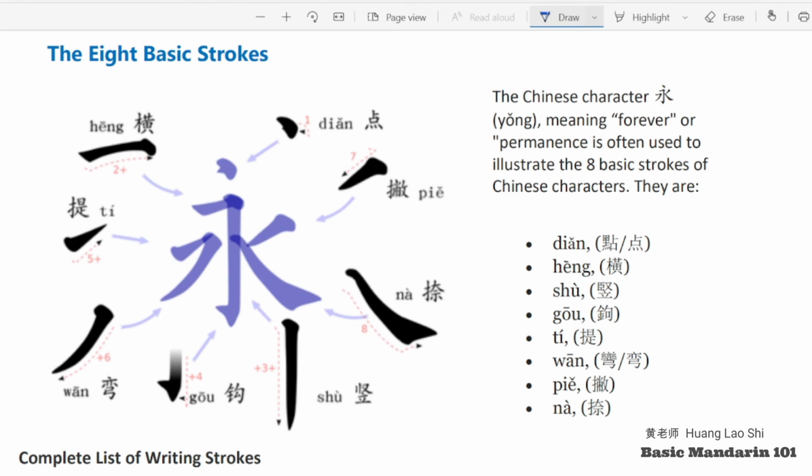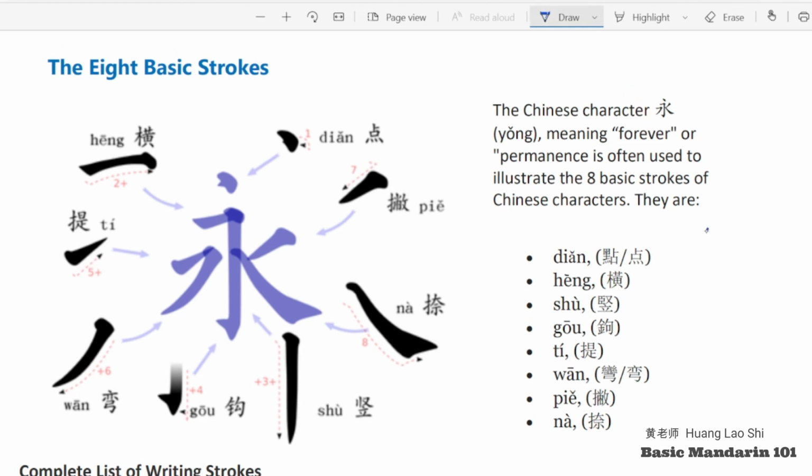Now, why is it important to learn how to write Hanzi? Aside from the reason that it is the writing system, why is it important to learn how to write Hanzi? Learning how to write Hanzi doesn't only instill discipline, but it can also help you communicate with Mandarin speakers.